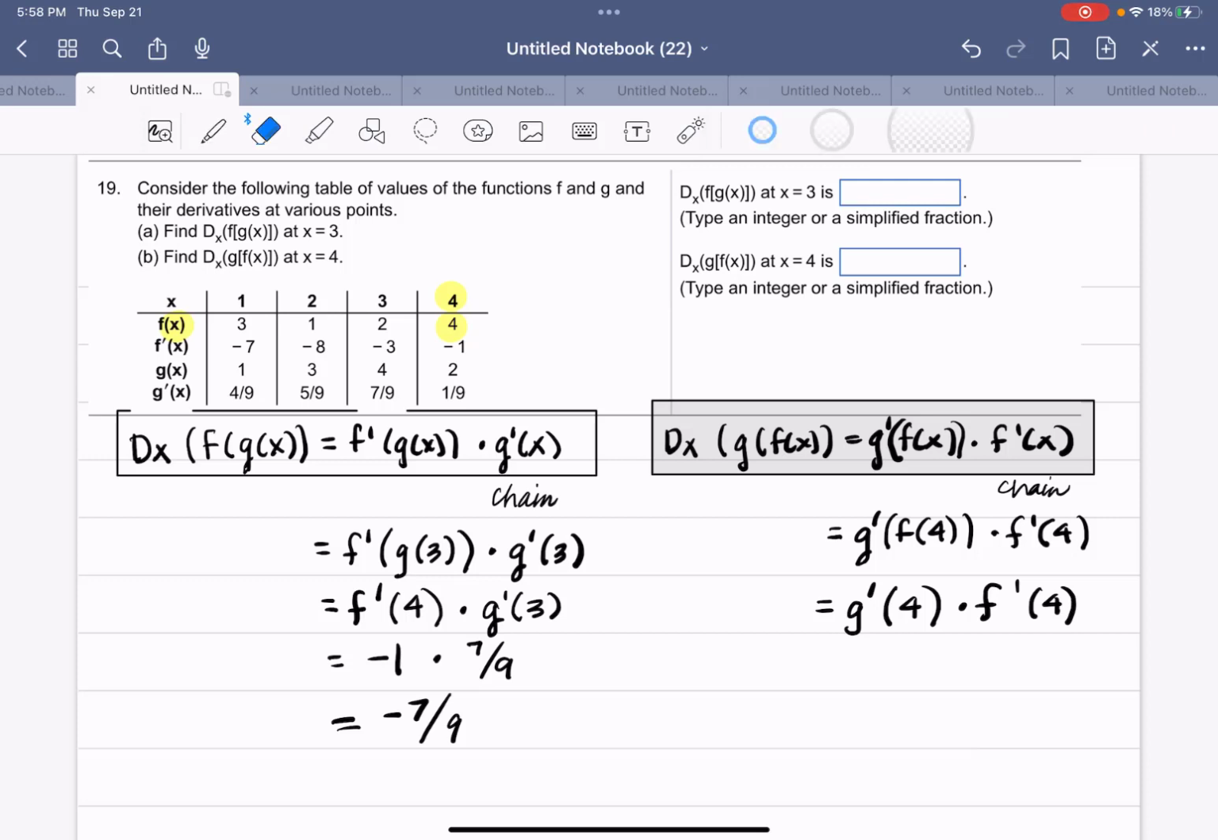So I go back to my chart. I find g prime of 4 is 1/9 times f prime of 4 is -1, and I multiply 1/9 times -1, and I get -1/9. So the first answer was -7/9, and the second answer is -1/9.